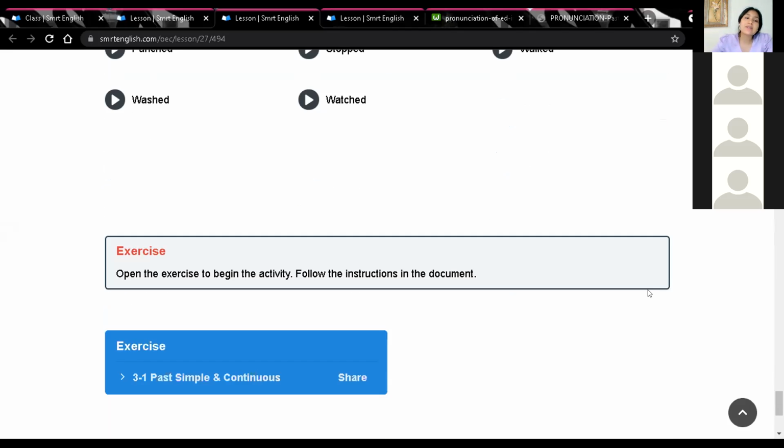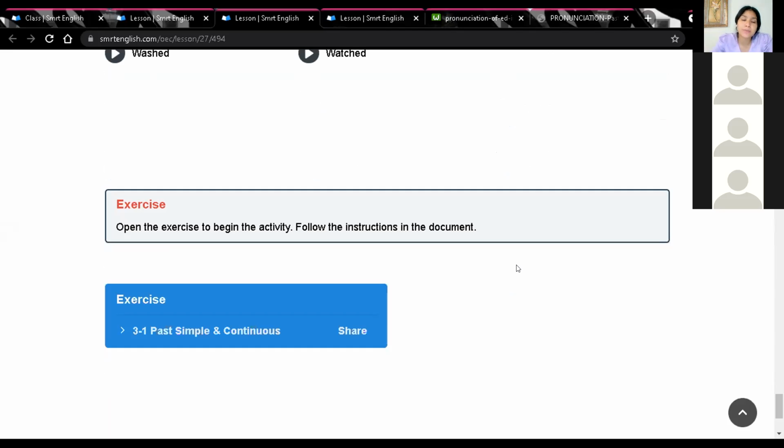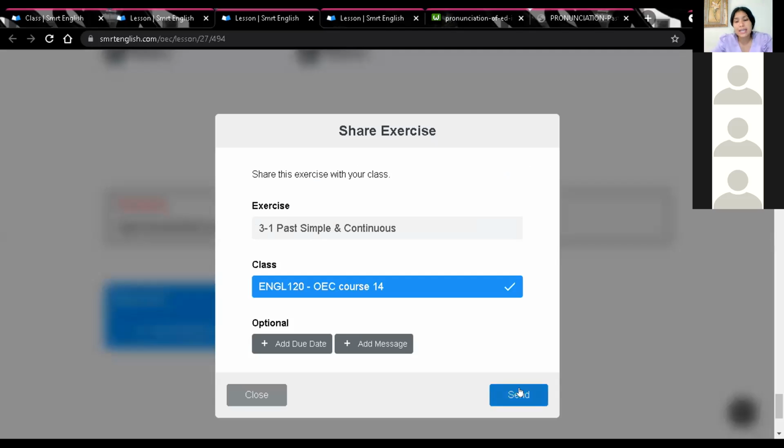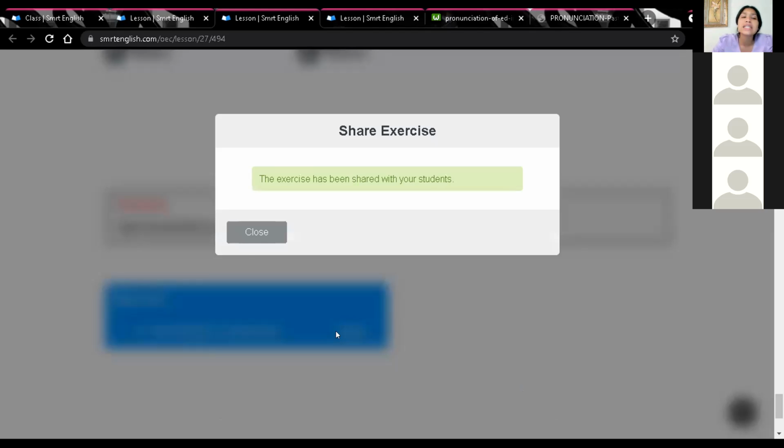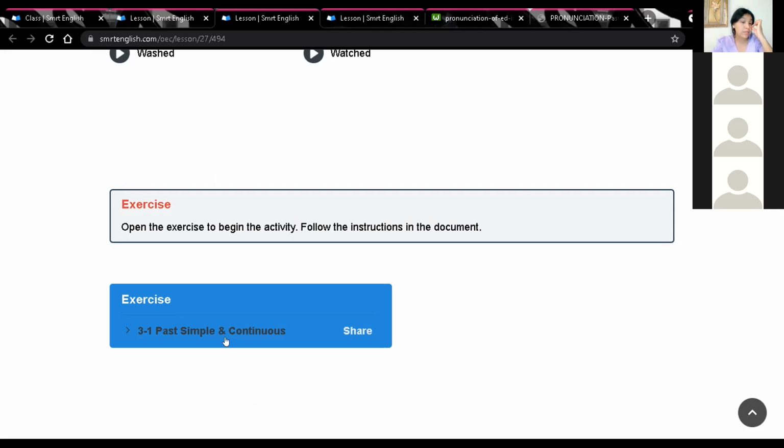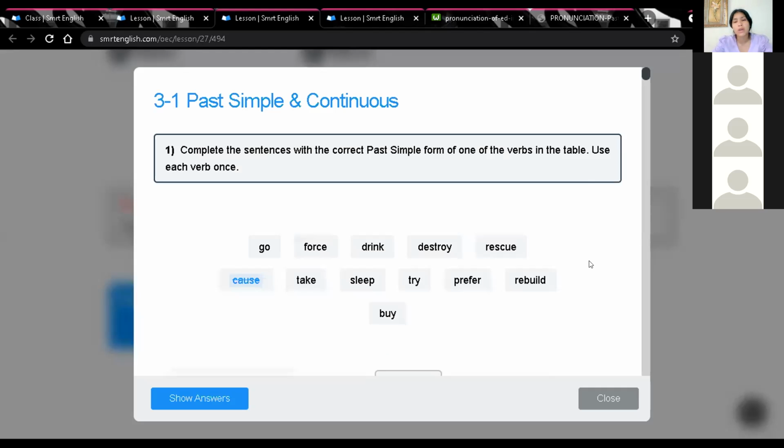Okay, then it says exercise. Open the exercise to begin the activity. Follow the instructions in the document. Okay, now it's been shared with you and you are not allowed to open this exercise. So please go to the past simple and continuous exercise here in the same page we are, and tell me when you are in. Are you here?